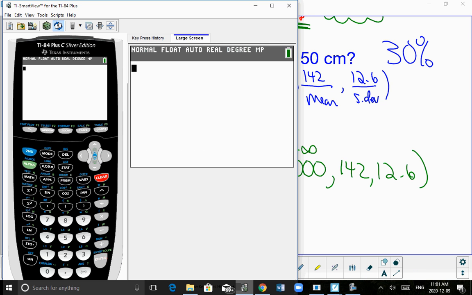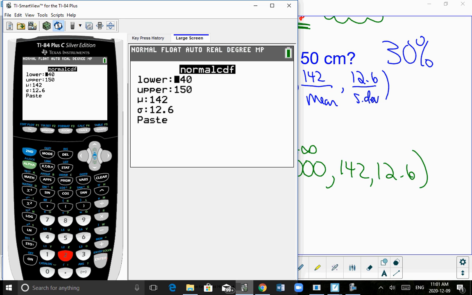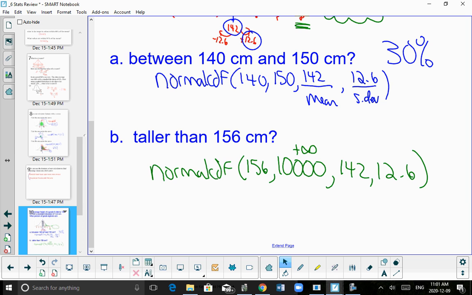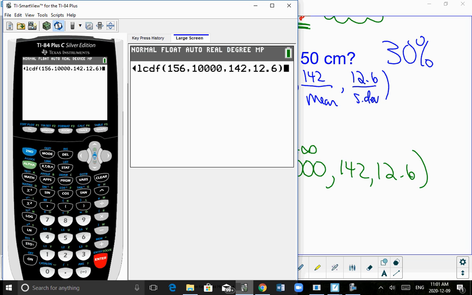So again, second VARS, normal CDF. So it was, I don't remember anymore, 156. So we've got 156, 10,000, and then I've already got the 142 and 12.6 there from the last question. If I times that by 100, I get out 13.3%.